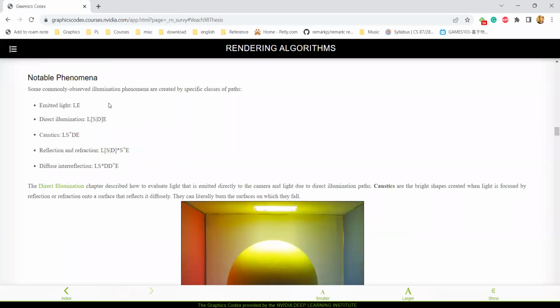I think it's interesting in here. They're talking about caustics passing through a specular thing here, and I guess they're talking about specular refraction down in the caption of one of the images here. Yeah. Some commonly observed illumination phenomena are created by specific classes of patches. This is just light directly hits the eye. Direct illumination is just one bounce.